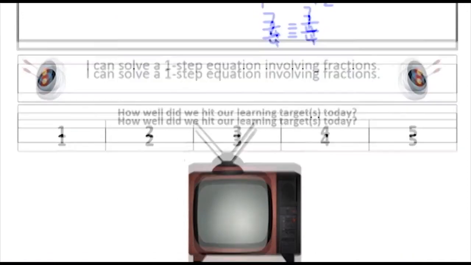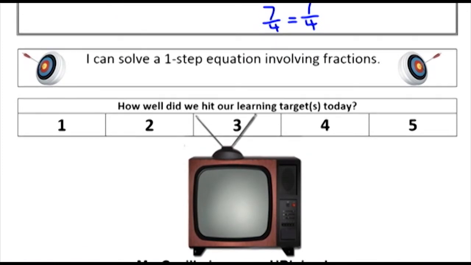We just covered one-step equations involving fractions, specifically with multiplication and division today. On a scale of 1 to 5, rank how well we hit our target. If you don't feel the target was hit, make sure that you ask questions either during practice tomorrow or during the Fast and Studious.